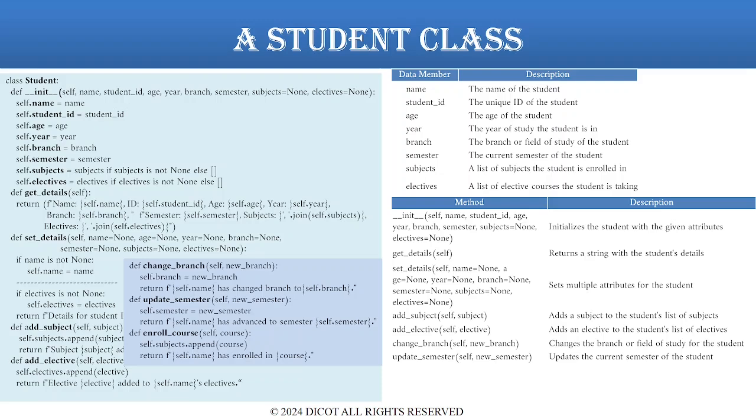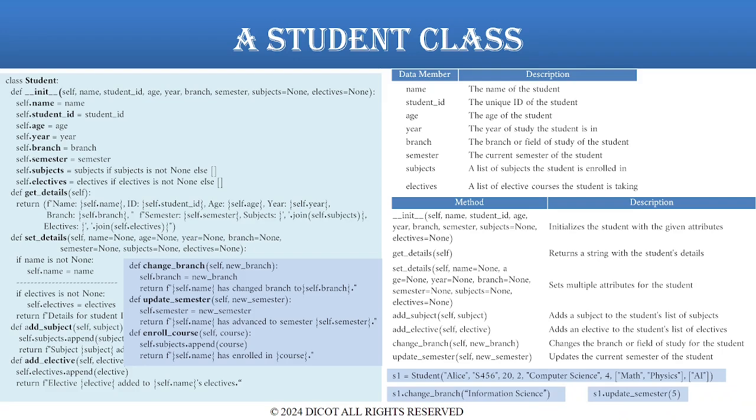Now, once the class is created, you can use it to create a student object by passing the necessary details. For example, you can create an object for student Alice. As shown, use the dot operator to access the attributes and methods of the student object. So, this covers an overview of object-oriented programming in the Python programming language.